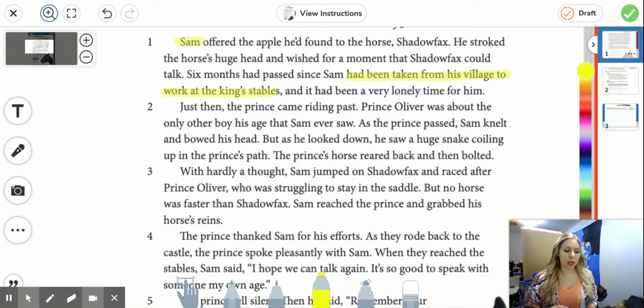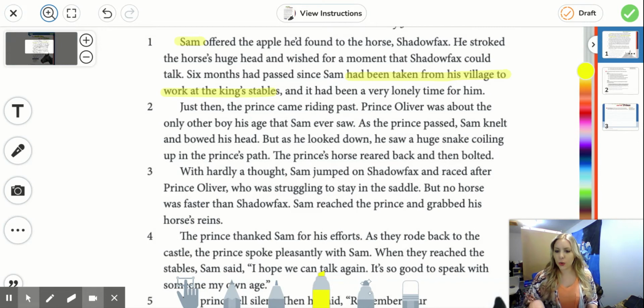Just then, the prince came riding past. Prince Oliver was about the only other boy his age that Sam ever saw. As the prince passed, Sam knelt and bowed his head. But as he looked down, he saw a huge snake coiling up the prince's path. The prince's horse reared back and then bolted.